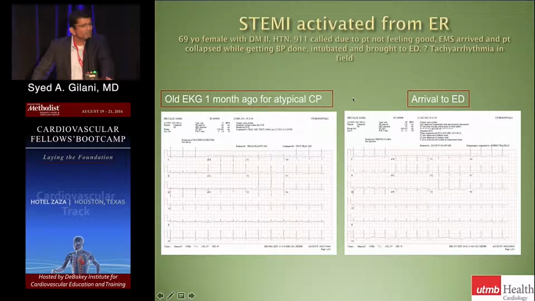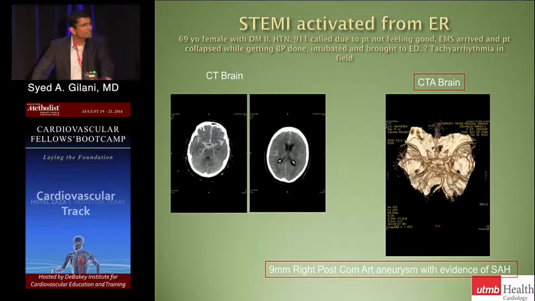So whenever you have an equivocal EKG in a patient who's not very responsive, and the patient has a collapse in the field, consider additional diagnoses. Luckily in this case, we sent the patient to a CT scanner before bringing him to the cath lab. He went from the CT scanner back to the ER for further management. He had an intracranial hemorrhage.